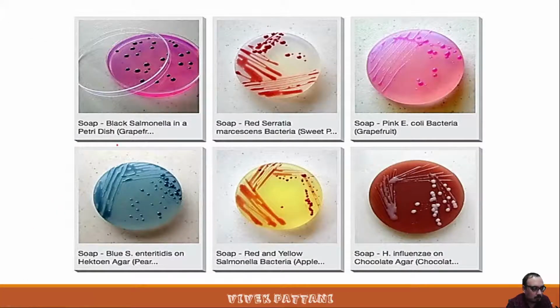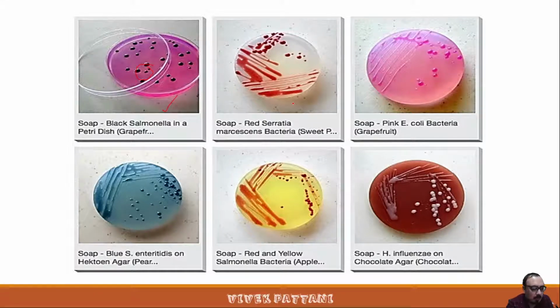So these are various different types of bacteria on different types of agar. This one is Salmonella, with black colored colonies. If you grow Salmonella in nutrient agar medium, you will get colorless colonies, which are very tiny compared to E. coli. You can differentiate Salmonella using SS agar also, Salmonella Shigella agar.